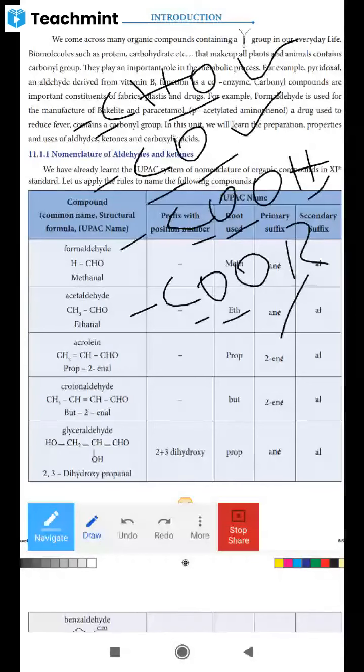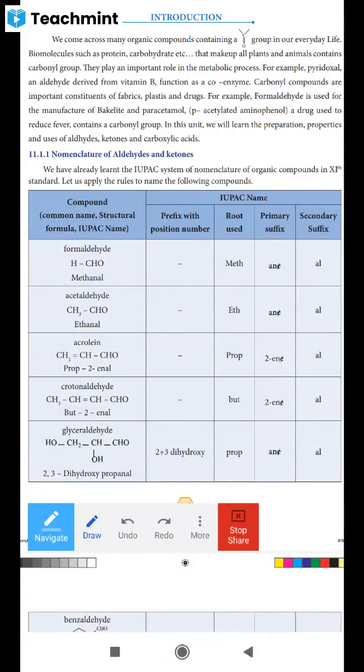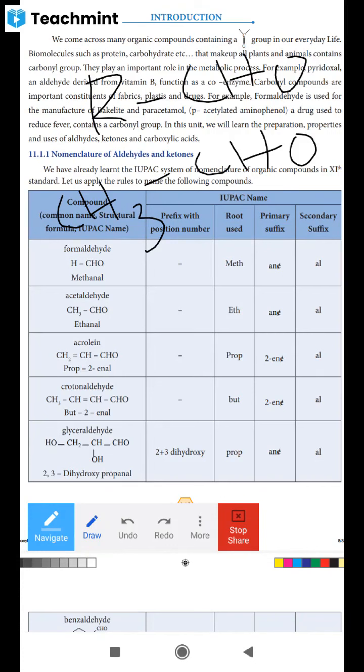Here we are going to learn aldehyde and ketone first. Aldehyde is RCHO. First R is methyl, so CH3CHO. This is the first compound. In the first compound itself you are getting 2 carbon. Yes or no? Since there are two carbons, the root word is eth.